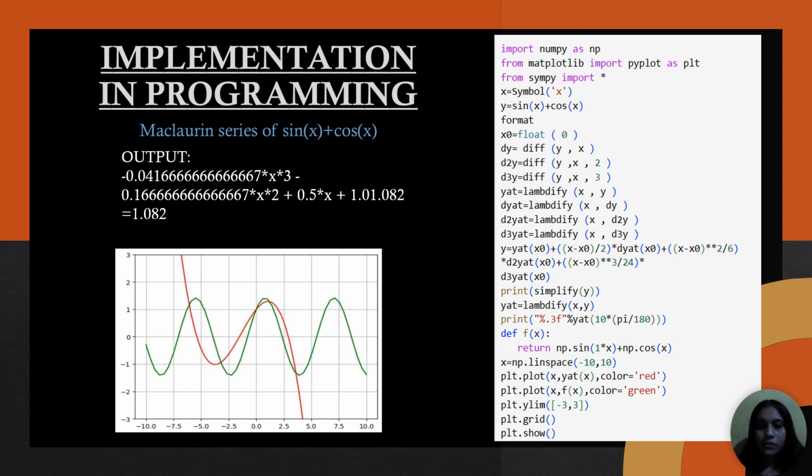And then, converting symbolic expressions to functions, we have used lambdify.